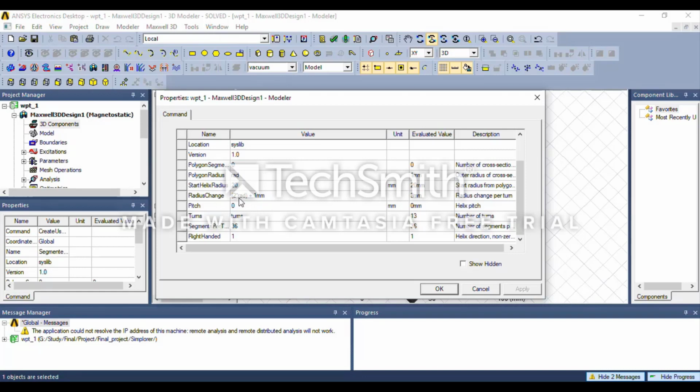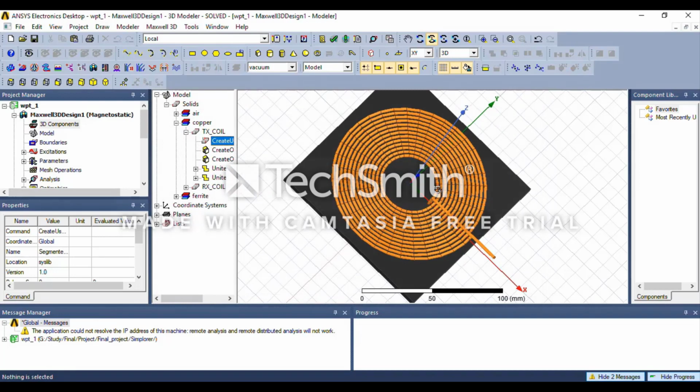Here, ANSYS takes that spacing as the distance between the centers of the cross sections of the two turns. So we have to make it 2 times the radius plus the actual spacing between the two turns. So these are the design parameters for the coil. Next, what we want is that the coil self inductance should be nearly about 24 microhenry.